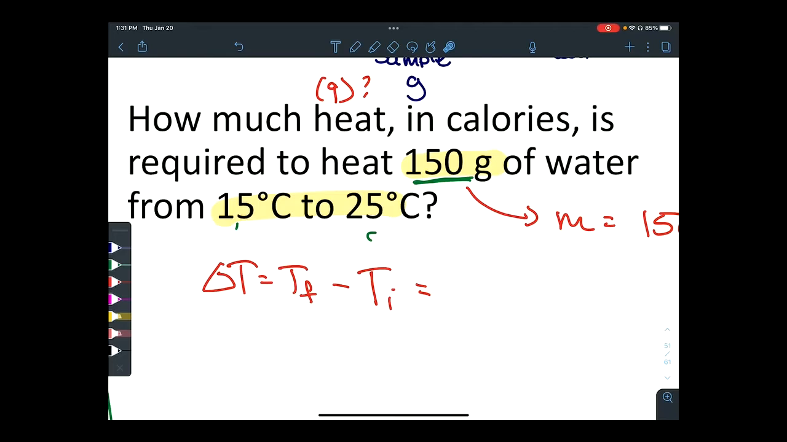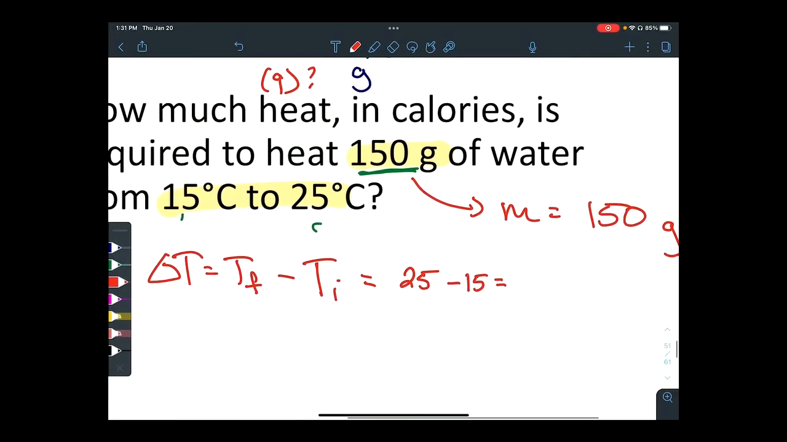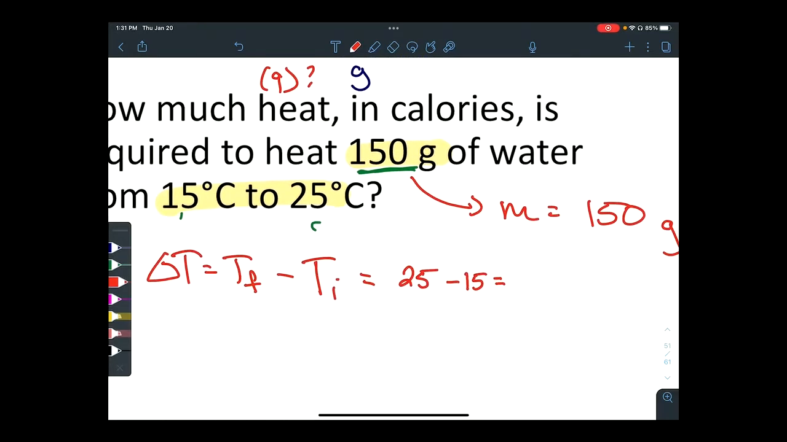25. Yeah, 25. That's our final temperature. Our initial is 15. So delta T is 25 minus 15. Okay, I see. So delta T is 10. Specifically, it's positive 10.